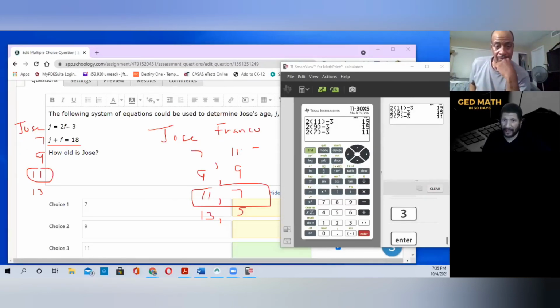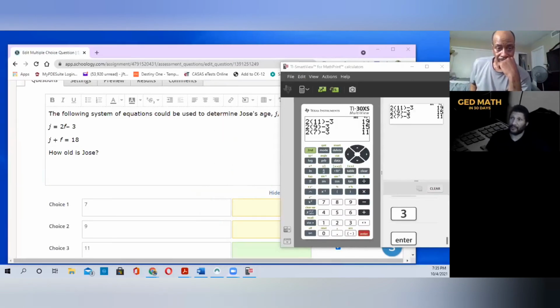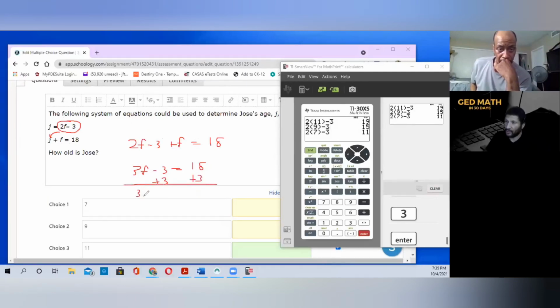Now, let me show you how to do it mathematically. We know J is 2F minus 3. So instead of J, we plug that in right there. We get 2F minus 3 plus F is equal to 18. The whole purpose of a system of equations is to get rid of one of the variables. Combine like terms, we get 3F minus 3 equals 18. Add 3 to both sides. We get 3F equals 21. Divide both sides by 3. You get Franco is 7.